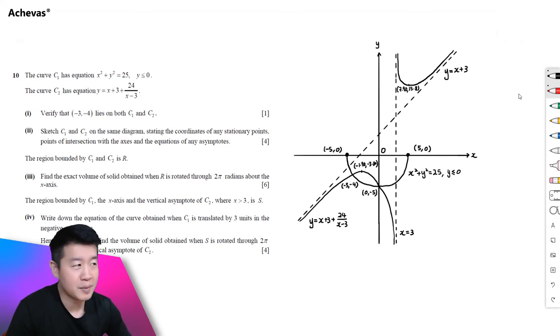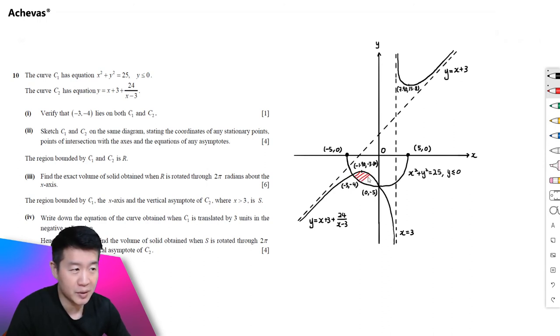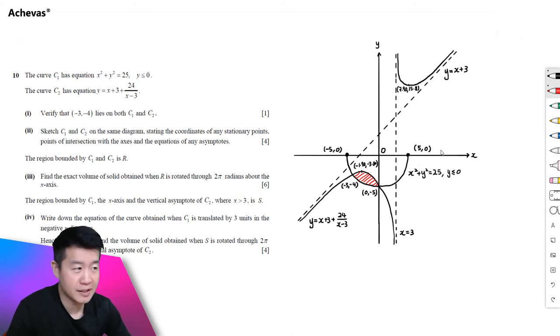Okay, region R is bounded by C1 and C2. This is our curve C1 and this is our curve C2. So this is the only region that is bounded by the two curves, and we are supposed to find the volume when this region is being rotated about the x-axis.